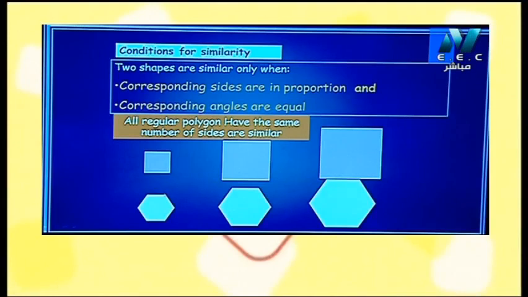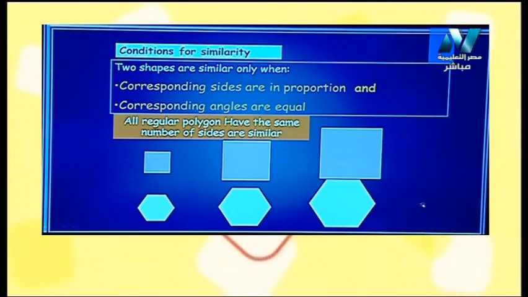And we have here, what is the shape? We count 1, 2, 3, 4, 5, 6. So it's a hexagon. It is a regular hexagon here, the small one, the middle one, and the big one. All of them are similar. Why are they similar? Because they are regular. All angles are equal in measure and all sides are equal in length.